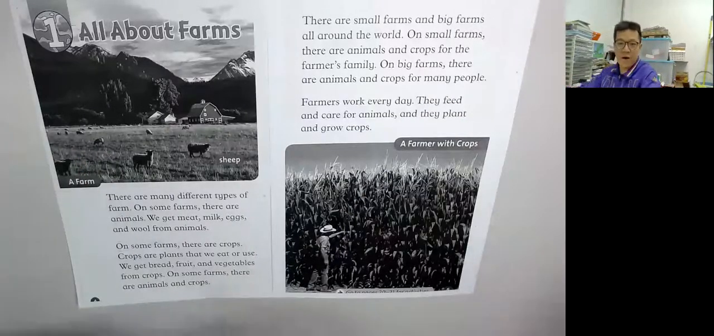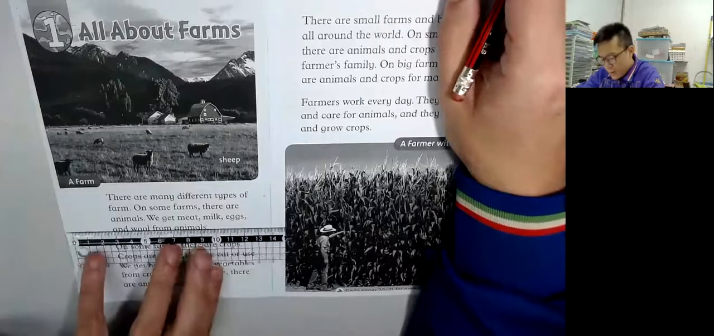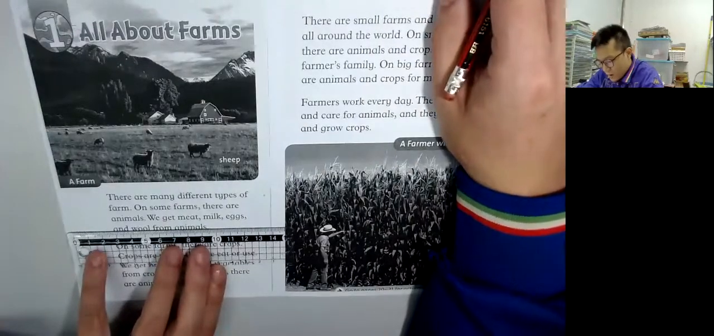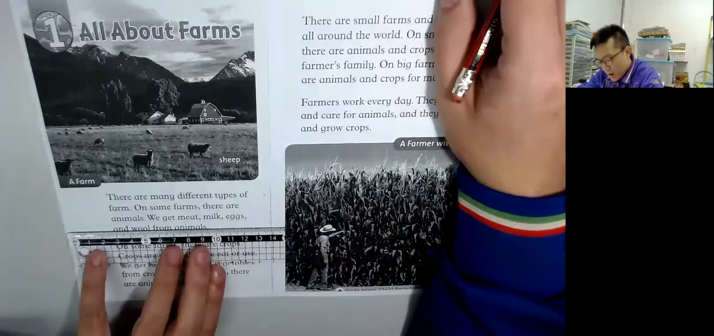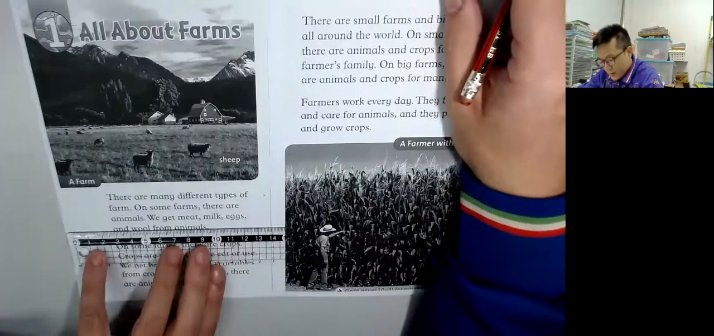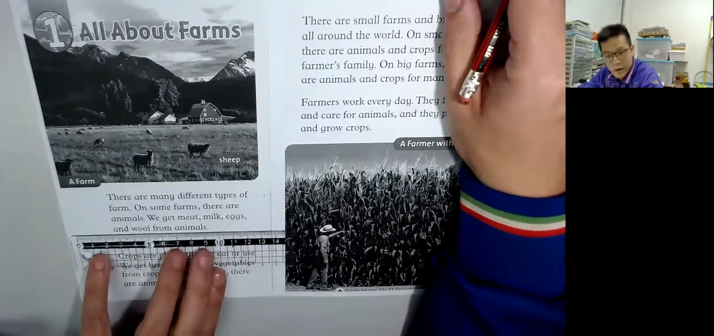About farms. There are many different types of farms. On some farms, there are animals. There are animals, we get meat, milk, eggs, and wool from animals.